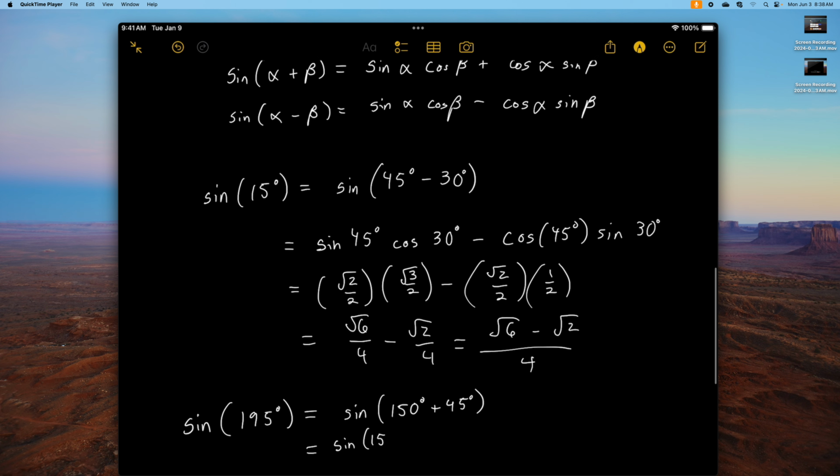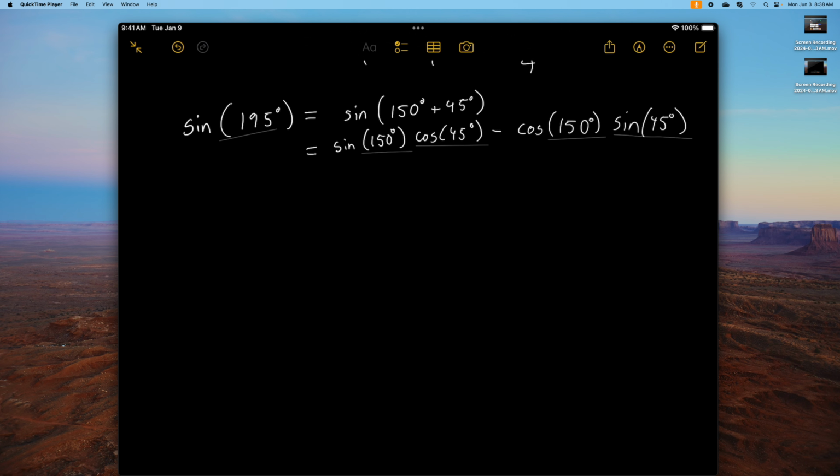sine of 150 times cosine of 45 minus cosine of 150 times sine of 45.